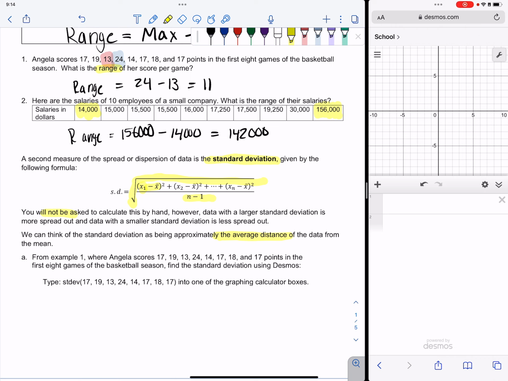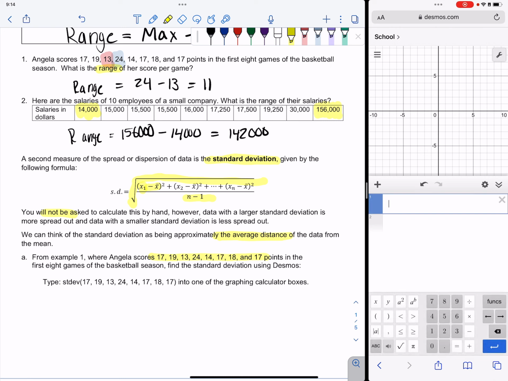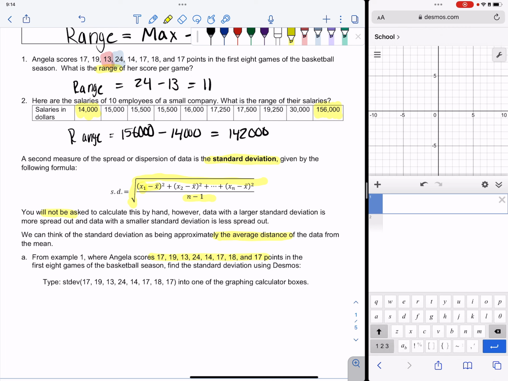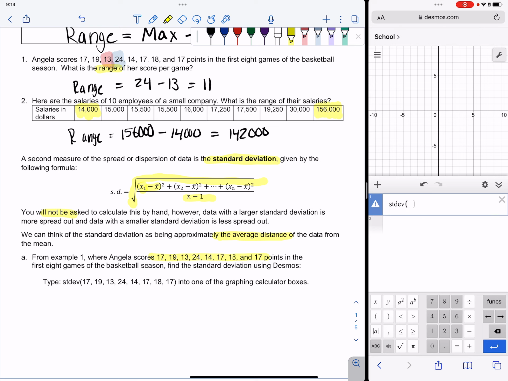So I'm going to work through this example using Desmos.com, to find the standard deviation of Angela's scores from her first 8 basketball games. So we have the values here that we need to put in, and essentially all I need to do in my graphing calculator online here is to just type in STDEV, and then my parenthesis, and then input all of the data values separated by commas.